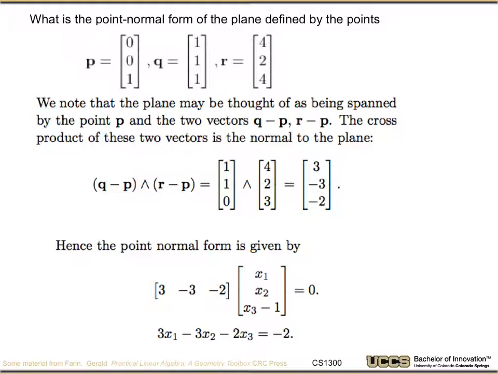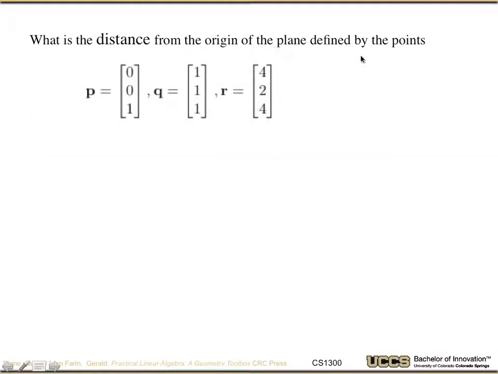So now we want to go a little bit farther. Let's say that we want the distance from the origin to the plane defined by those points. Okay, so we just use the same plane. So hopefully this will be quick for you to get the answer. How far is that plane from the origin?